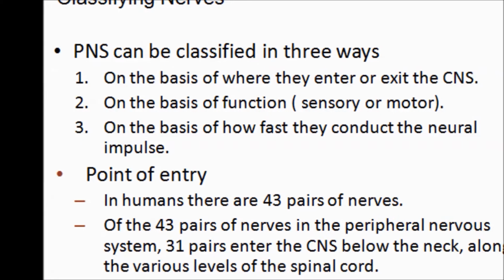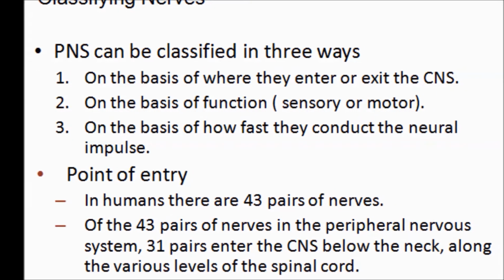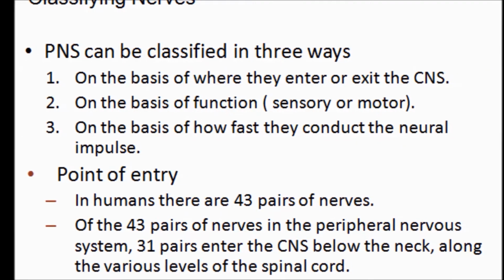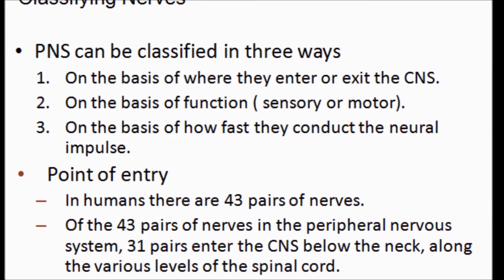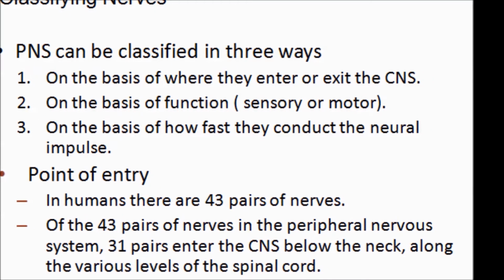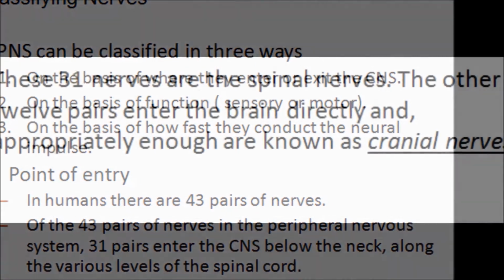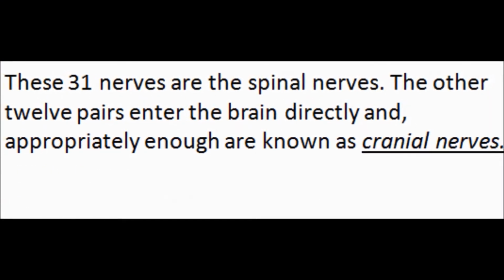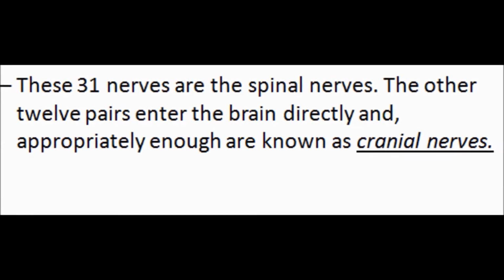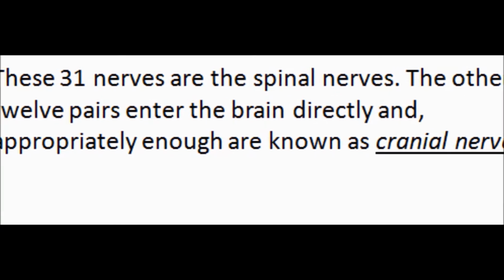Now, based on the point of entry, especially in the case of humans, there are 43 pairs of nerves. Of the 43 pairs of nerves in the peripheral nervous system, 31 pairs enter the central nervous system below the neck along the various levels of the spinal cord. These 31 nerves are the spinal nerves. The other 12 pairs enter the brain directly and they are known as the cranial nerves.